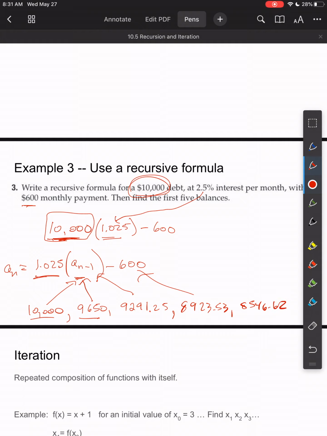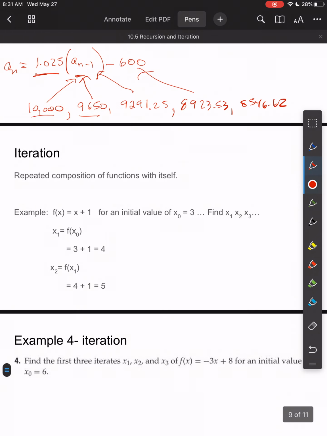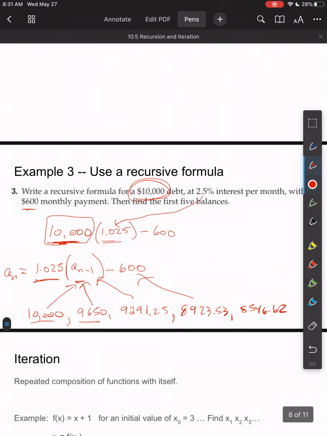Okay, so those are the 2 examples that I wanted you to see. Homework will be related to examples 1 and 3, and we'll talk about any questions you might have next time in class.